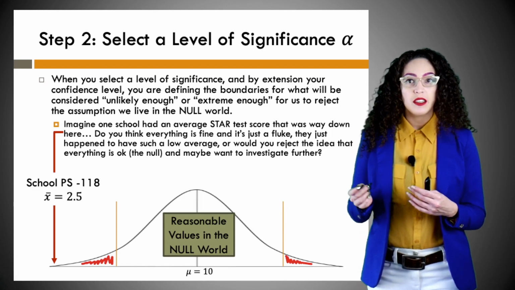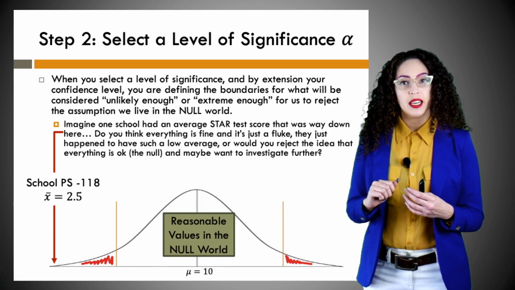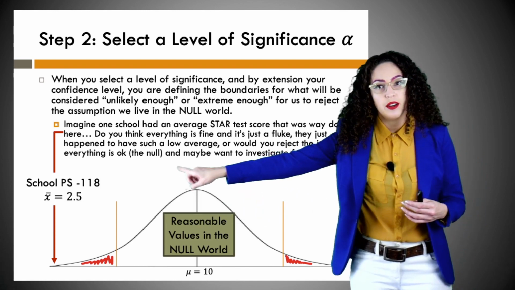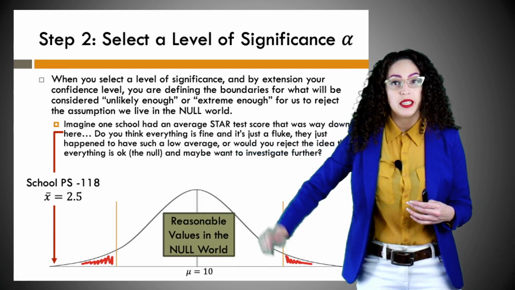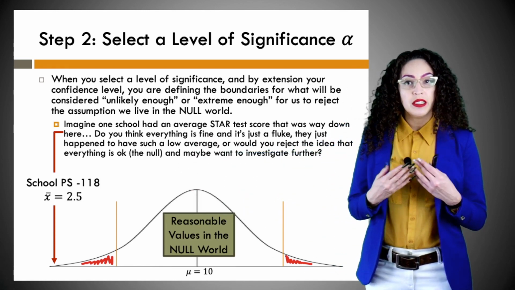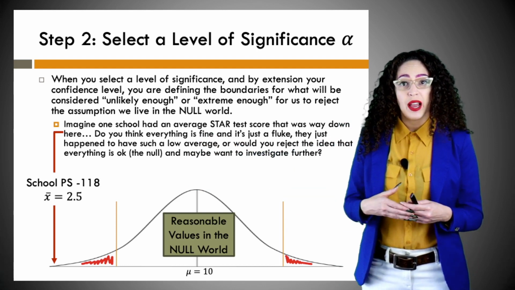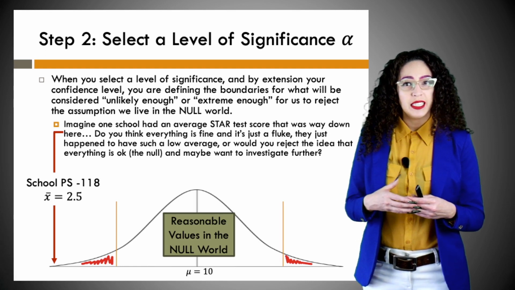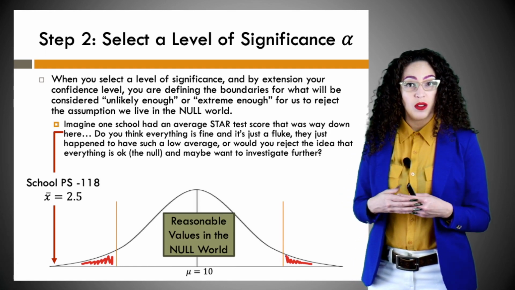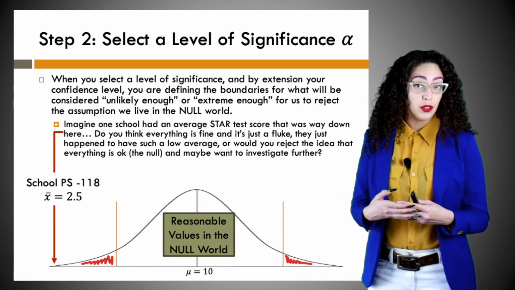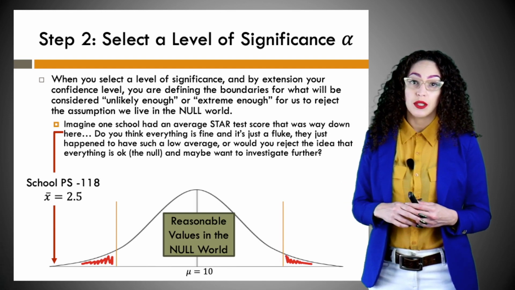So imagine that there is one school that had an average STAR test score that was way down there, 2.5, when the average should be 10. Do you think that everything is fine and it's just a fluke? That they just happen to have such a low average? Or would you reject the idea that everything is okay, that null, and maybe want to investigate further? Maybe there's something wrong with that school district.